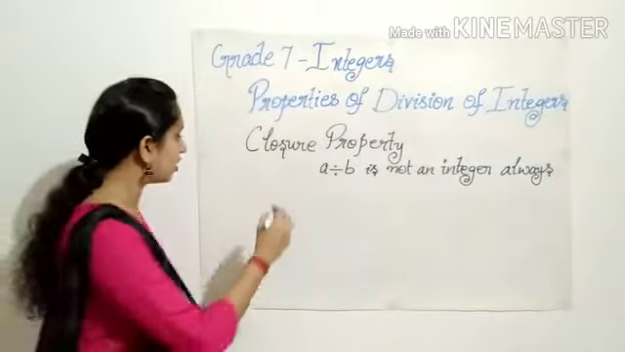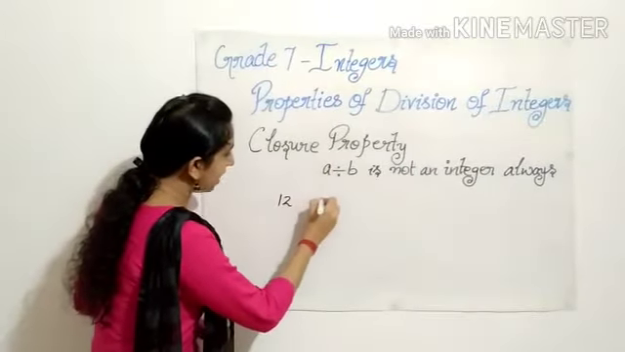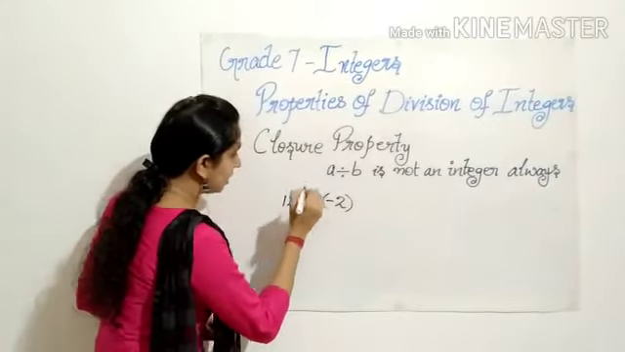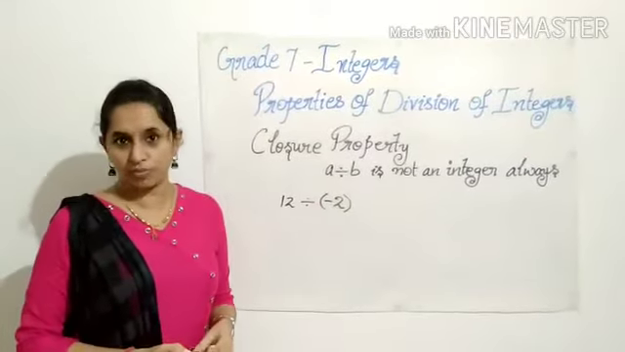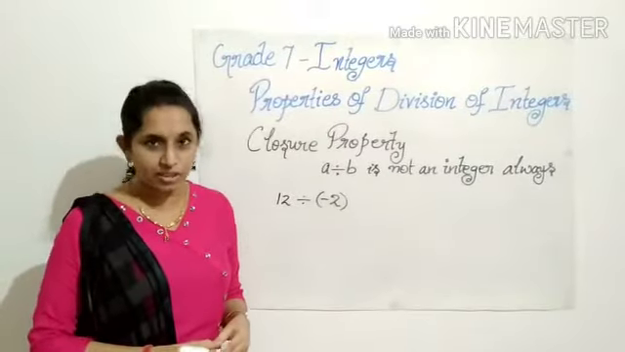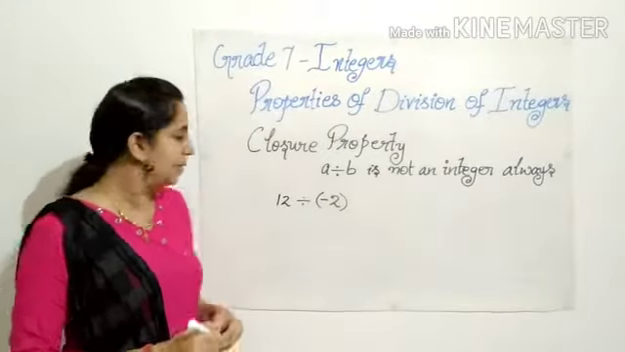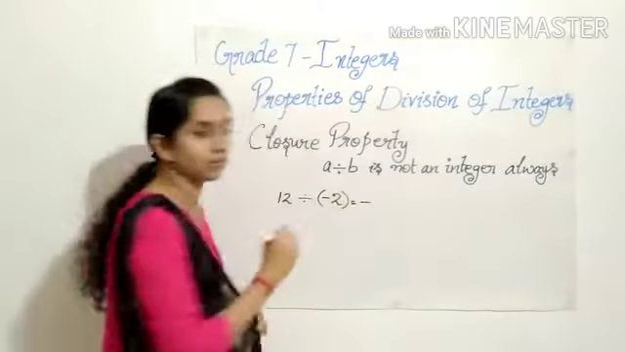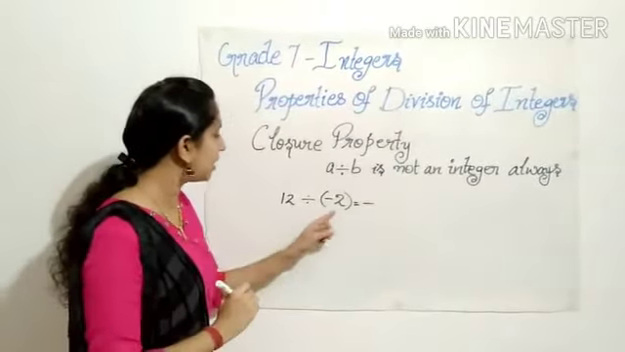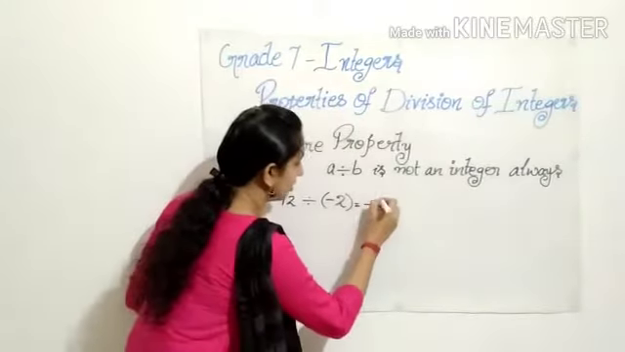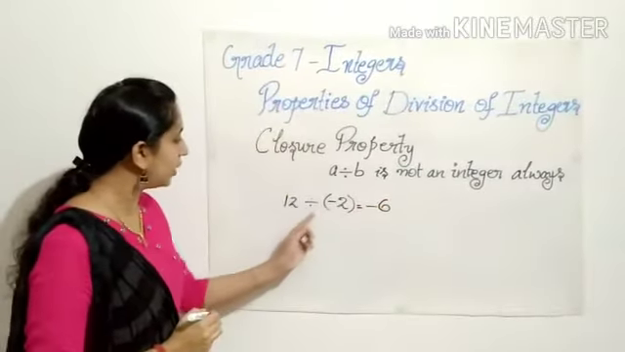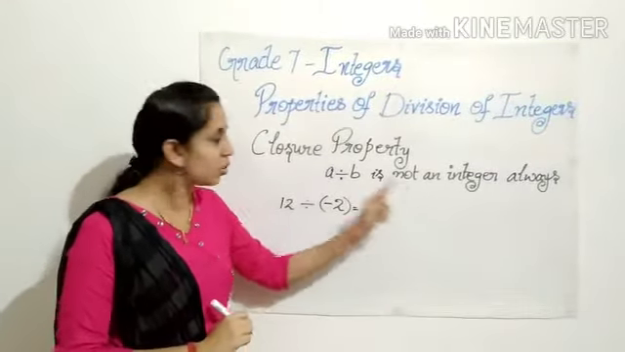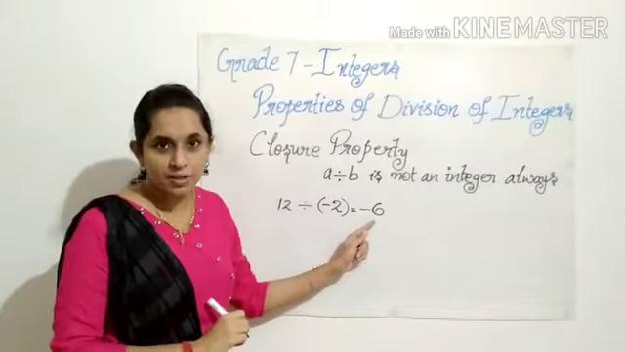Let me take two integers 12 and -2. I am going to divide these. 12 divided by -2. You have studied how to divide two integers. So what is the answer here? Positive divided by negative. It is negative. And 12 divided by 2, it is 6. So when we divide two integers, we got -6. That is also an integer. So here it is true, right?